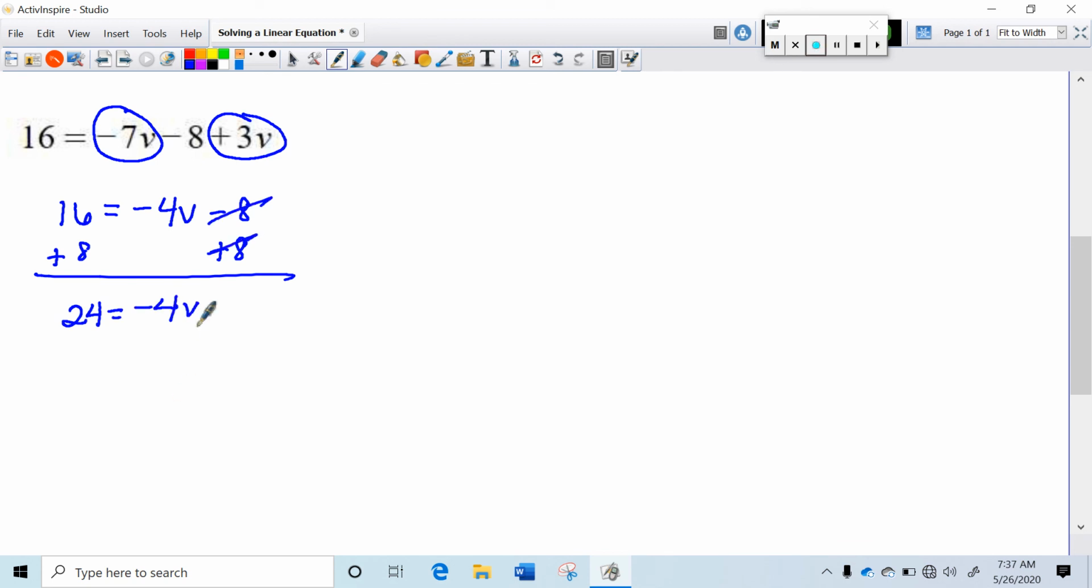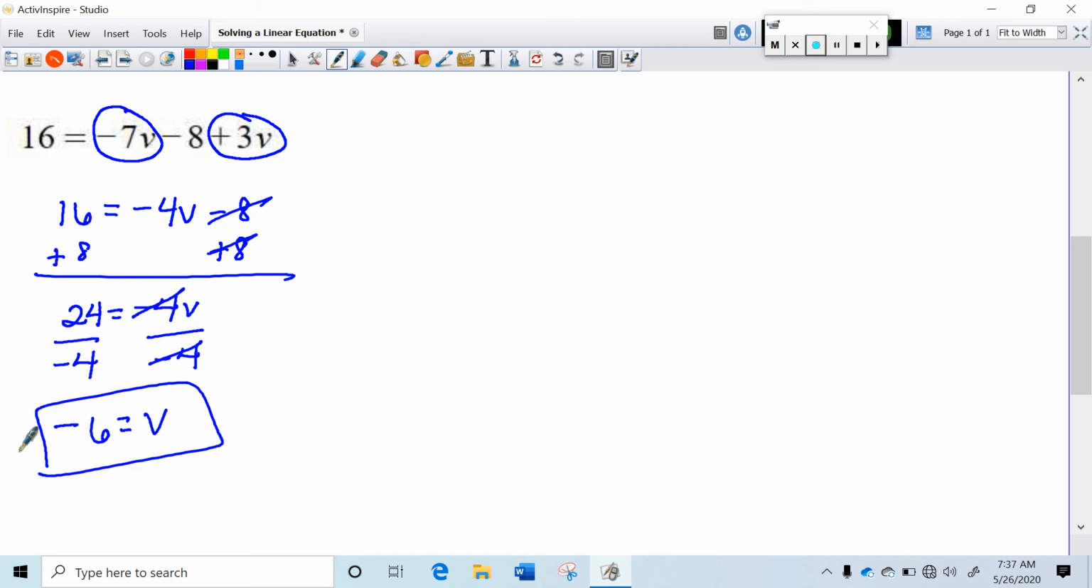Opposites cancel. This is negative 4 times v, so the opposite of times is divide. So divide each side by whatever's stuck to your letter. So there's a negative on the bottom, but there's no negative on the top to cancel it out. So it stays negative. 24 divided by 4 is 6, equals, over here, top cancels with bottom, so I've got v, so negative 6 is the answer.